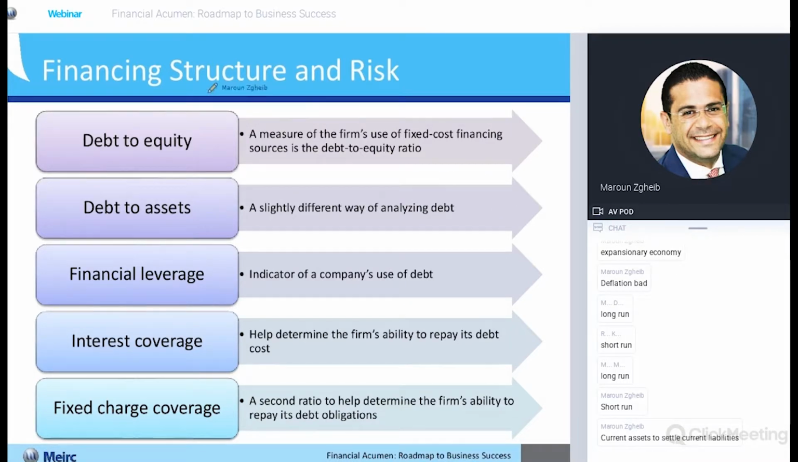The third set of ratios is about the financing structure. Are we using too much debt or not? I want to ask you a question. Is using debt something good or bad? What do you think? Using debt, using loans. If a company is obtaining a loan, is using a loan something good or bad for the company?